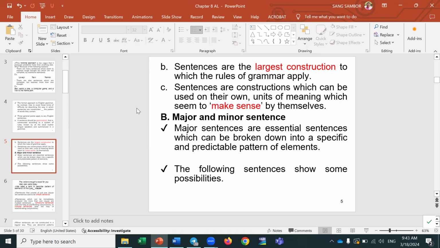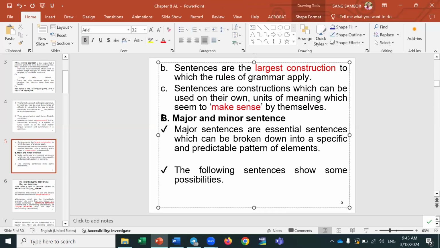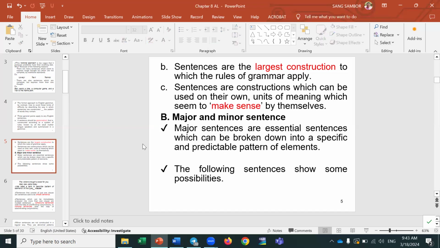In that case, we also tend to be looking at two types of sentences in English. Remember, in your academic class, in your writing class, your teacher may tell you there are four types of sentences. You may have simple sentence, compound, complex, and compound-complex. But actually, the sentence is divided into two. One is the major sentence and the other one is the minor sentence. Okay? Remember, there are two: major sentence and minor sentence.